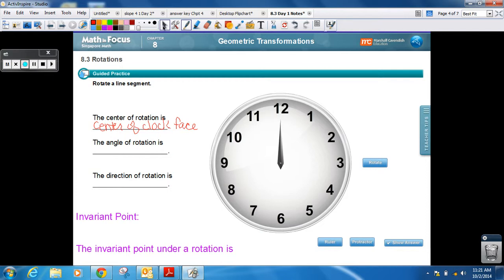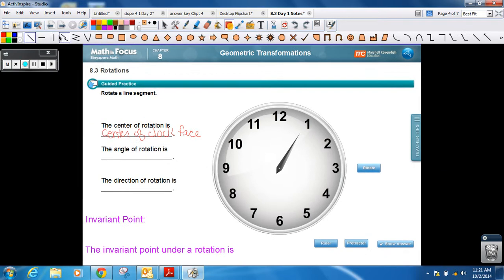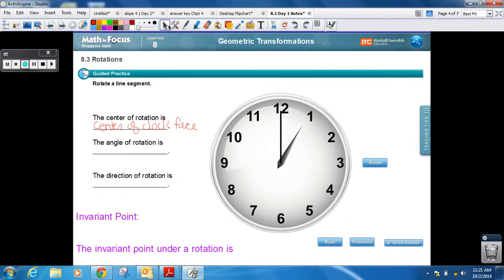Okay, so if I go ahead and rotate this, the hand went from the 12 to the 1. So we have to figure out the angle of rotation. So if I go ahead and draw in my line, let's say I don't want to use a protractor. The reason I don't have to this time is I know there's 360 degrees in a circle.